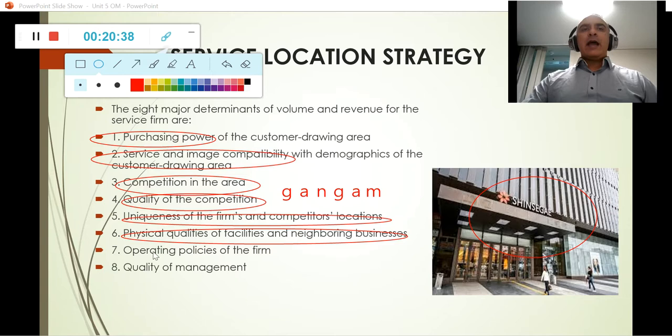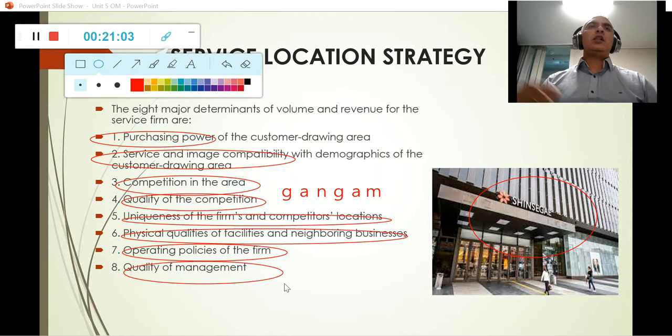Now we are talking about operating policies of the firm, how they want to operate, how much market. Like I said, for example, some departmental stores, they don't open in certain places if there's a population, then population must be higher than 500,000 inhabitants. In my city, there isn't any of these locations. Why? Because there's 300,000, I think. And then of course the quality of management, which is in this case, this is more internal things of the company. Okay, very good.